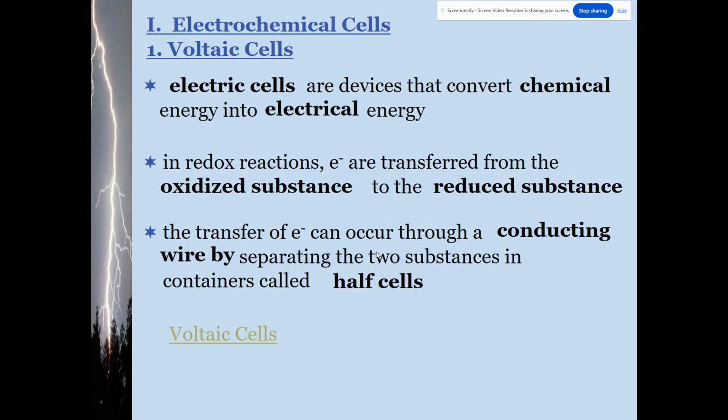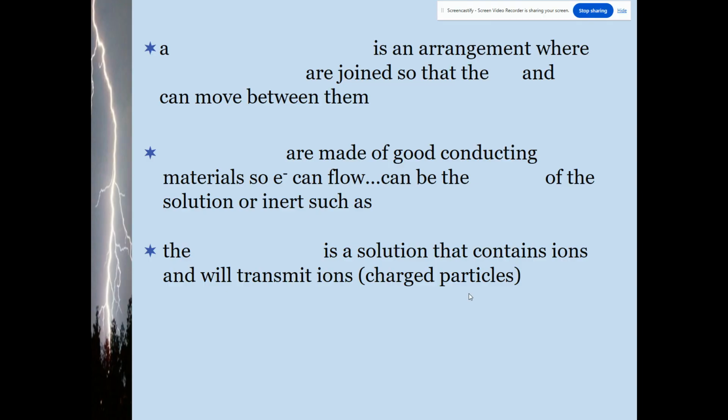And we separate the two half reactions into containers called half cells, where there's an electrode material, usually a metal, in the solution, and then a solution of those ions that are surrounding that. Now I have a video here that I'll put in the comments that shows a nice diagram, an animation of what a voltaic cell really looks like.